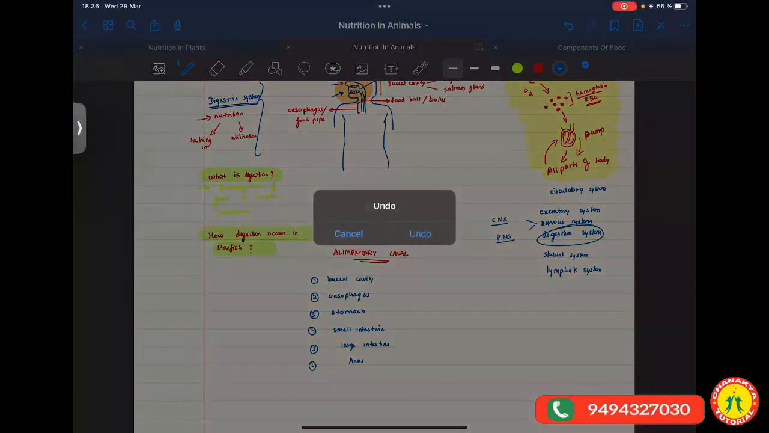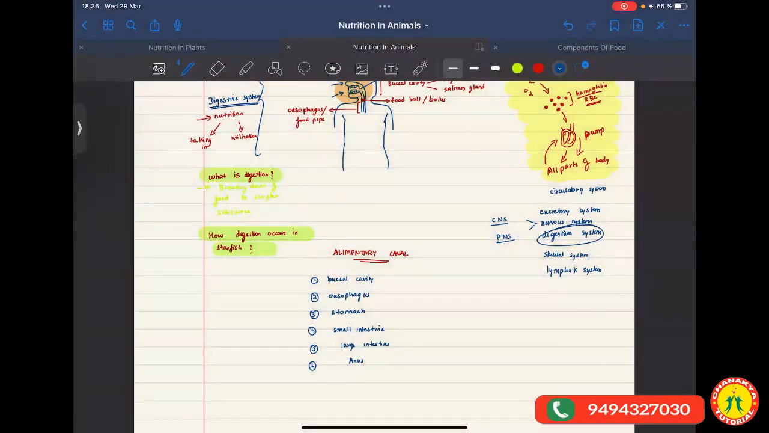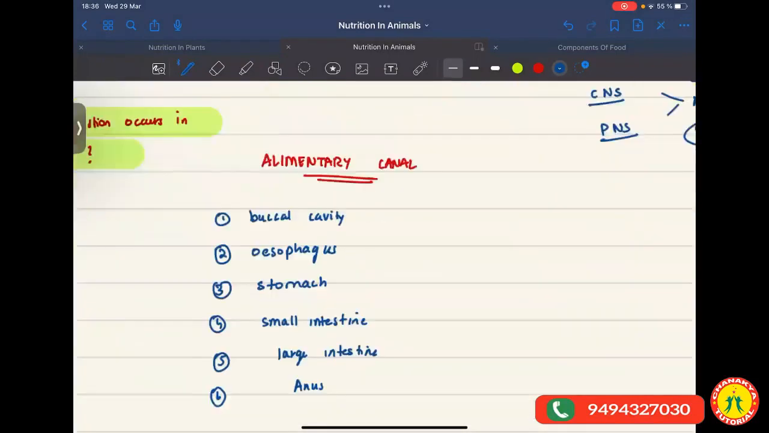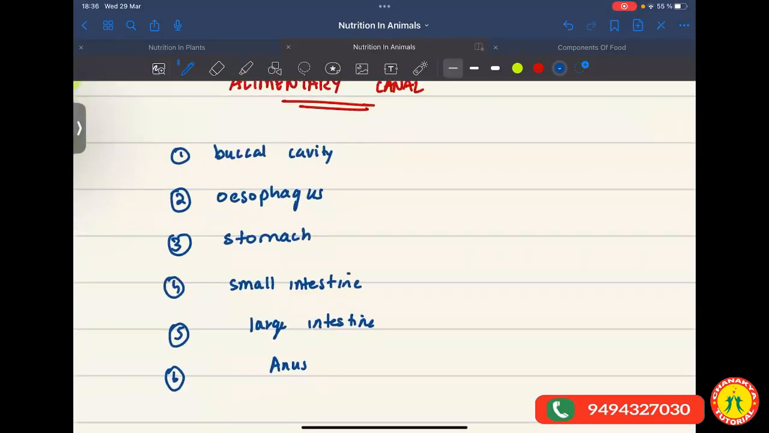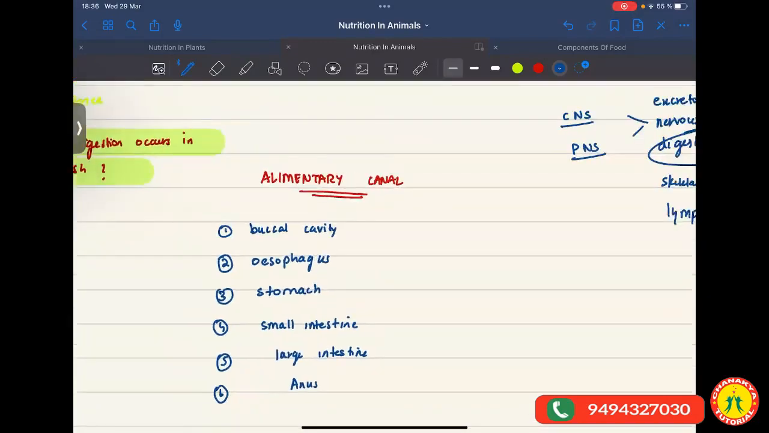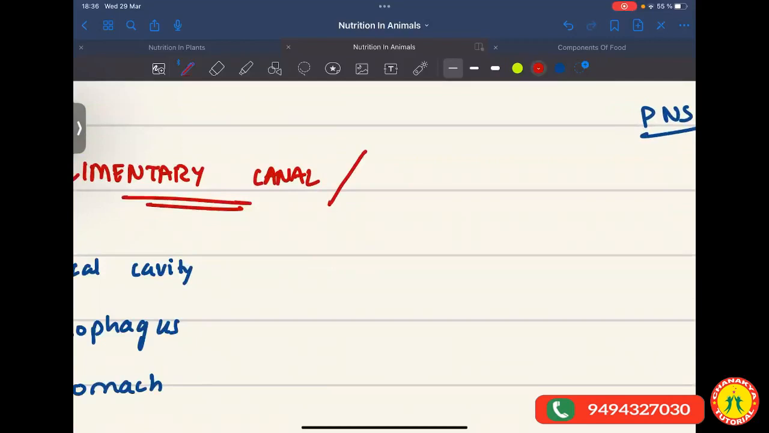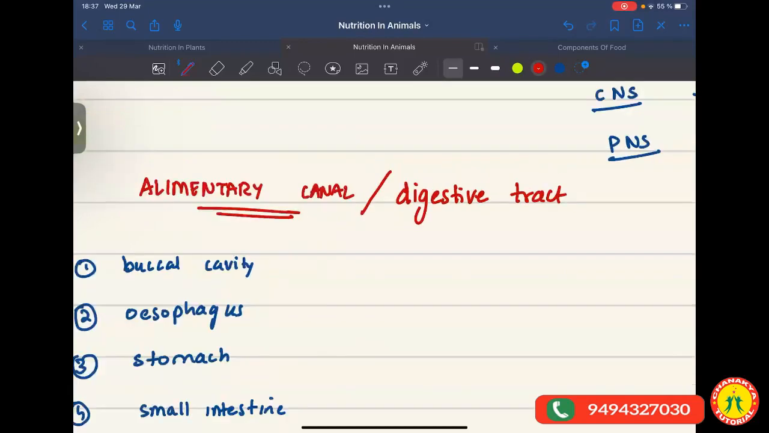So these 6 parts of the alimentary canal, we're going to see what happens in each part. Now we saw the buccal cavity, the parts of the buccal cavity, and what happens in the buccal cavity, the salivary glands give the saliva and all that. This is what we'll be doing with every part of the alimentary canal. These parts all together form the alimentary canal, which is also known as the digestive tract.